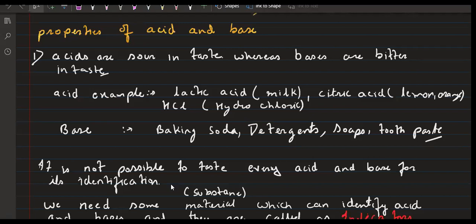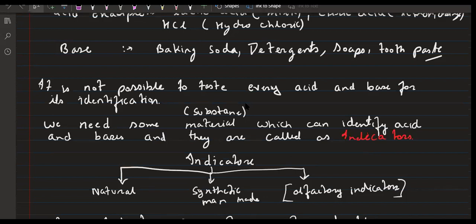But obviously, it is not possible to taste each and everything. You can't just keep tasting everything now, right? So obviously there should be some method to identify which is my acid and which is my base. In order to do that, we have a substance called an indicator. So what is an indicator? An indicator is a substance which can identify an acid or base by changing color. For your textbook, it is changing color only, but it can identify by changing color or smell.